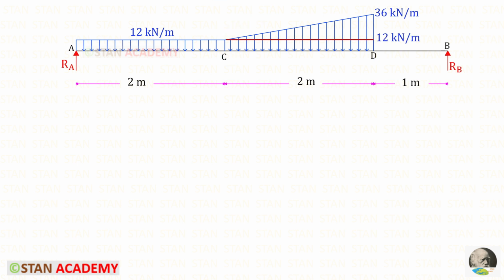To make the numerical easy, let us draw this line from C to D. Now there is a uniformly distributed load of magnitude 12 kN per meter from point A to point D. This height will be 36 minus 12, so it will be 24. So there is a uniformly varying load which varies from 0 at C to 24 at D.